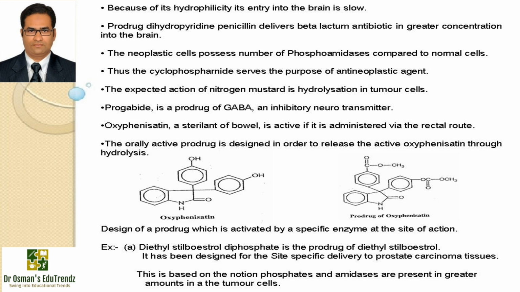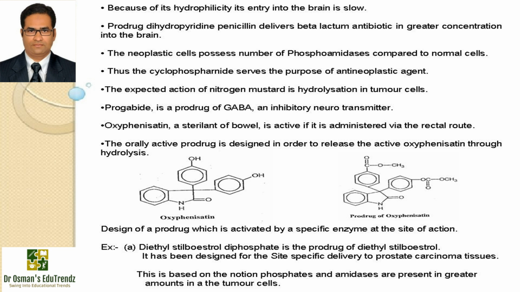Oxyphenisatin, a sterilant of the bowel, is active if it is administered via the rectal route. The orally active prodrug is designed in order to release the active oxyphenisatin through hydrolysis. We can design a prodrug which is active at the specific site of action.